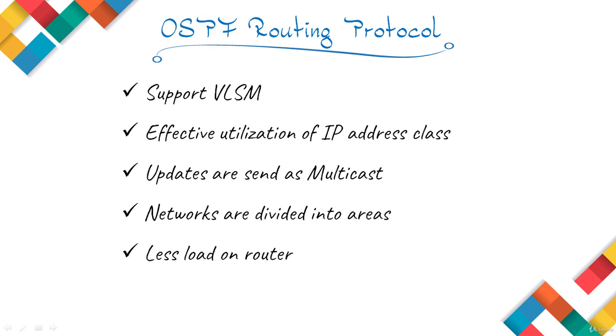OSPF calculates the cost based on various metrics, and based on that value, the routes are accumulated within the router. It takes the decision on which route to follow to reach the destination. The path with the lowest cost is taken into consideration and moved into the routing table from the neighbor table. We will be doing the configuration in the next video.